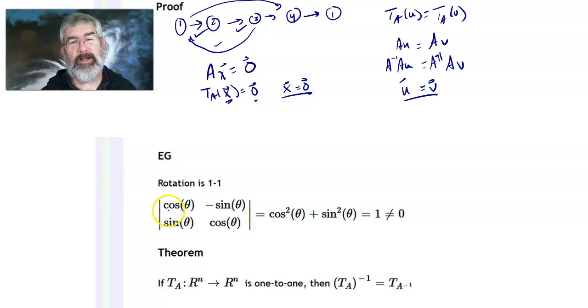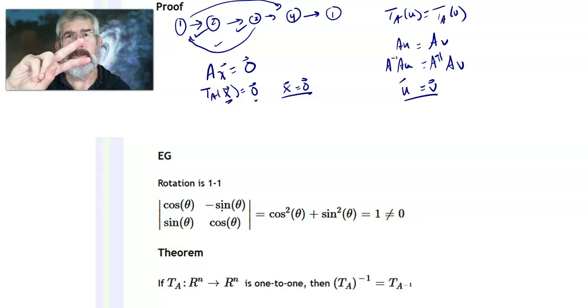So for instance, I can check my rotation matrix. Here's my general rotation matrix for rotating through an angle of theta. Look at the determinant. It's cosine squared minus negative sine squared. So cosine squared plus sine squared, which is 1, that's not equal to 0. This rotation matrix has a determinant not equal to 0, so it's a one-to-one transformation. It takes different points to different points. And that's probably not too surprising, right? When you look at rotation, if these two vectors are different to start with and you rotate them, they're going to be different to end with.